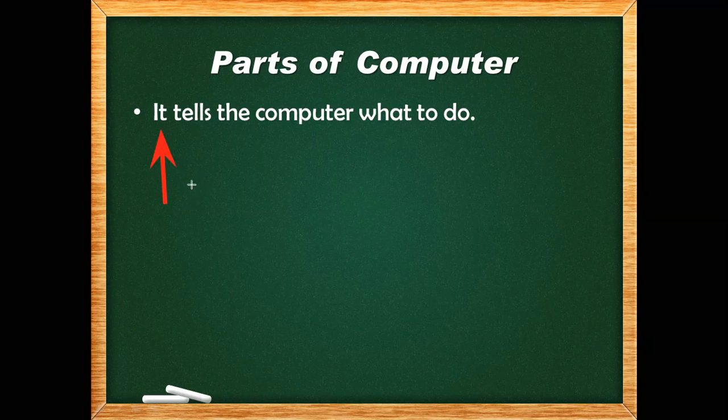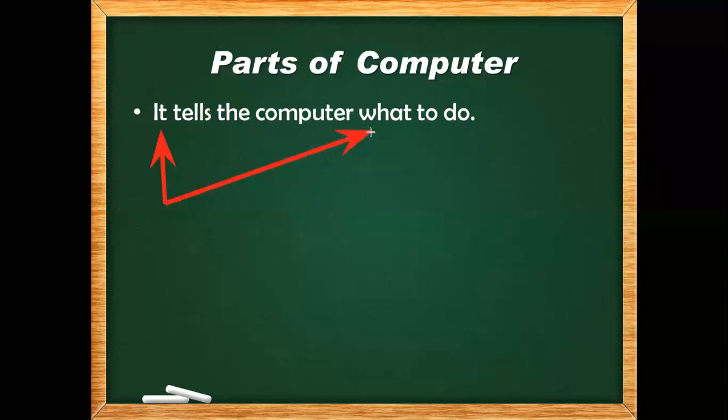In the same way, the CPU tells the computer what to do. Okay? The CPU, the small chip, tells the computer what to do. The name of that small chip is the CPU. It tells the computer what to do. So the CPU is the brain of the system unit or the brain of the computer. So, what is the brain of the computer?